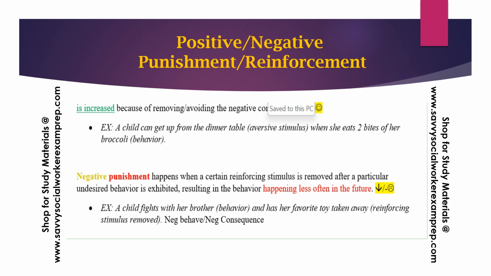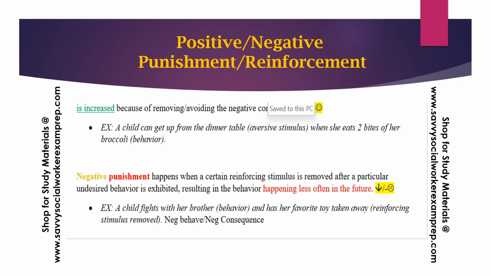So the child is fighting with her brother, right? And so we take her toy, so we're removing the stimulus, which is her toy. We're taking it away because we want her to decrease this behavior. We want her to not fight with her brother. We want to see the behavior decrease. Remember, reinforcement and punishment have to do with the behavior. So her behavior is that she's fighting. We want that decreased, so we're going to punish that.